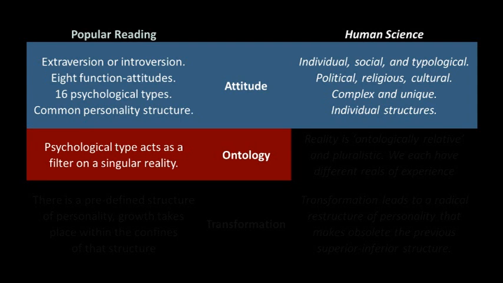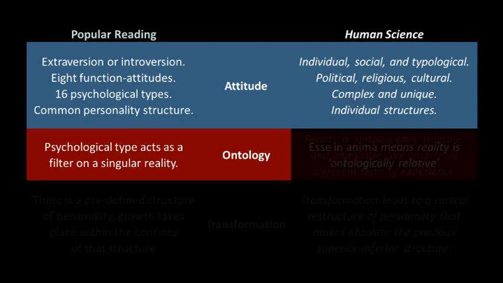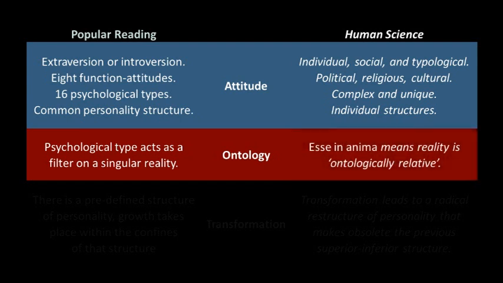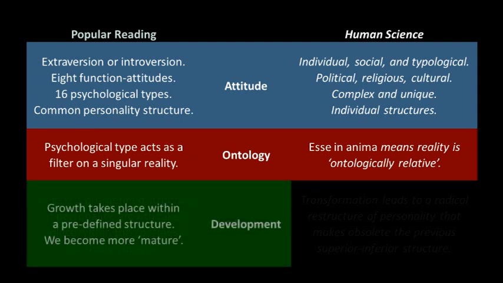The second area is ontology, or the nature of reality. In the popular reading of Jung's book, psychological type acts as a common filter on the way that we perceive reality. That is, there is only one reality, but we view it in one of 16 different ways, according to our type. However, Jung uses his book to introduce his philosophy, called Esse in Anima, and his theory depends on that philosophy. In Esse in Anima, reality is ontologically relative and pluralistic. We will examine in detail what that means later, but in summary, we each have our own different but related realities. And sometimes those realities can be in direct contradiction to each other.